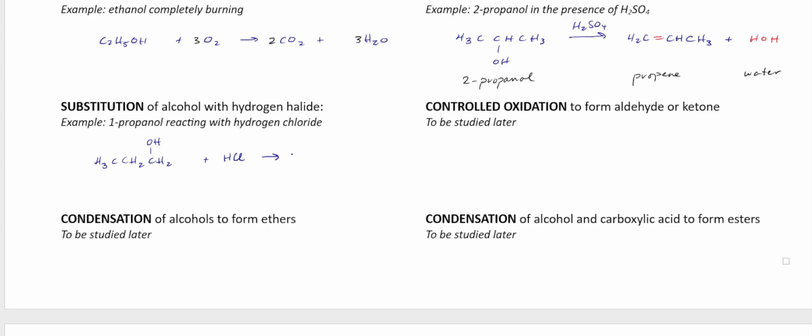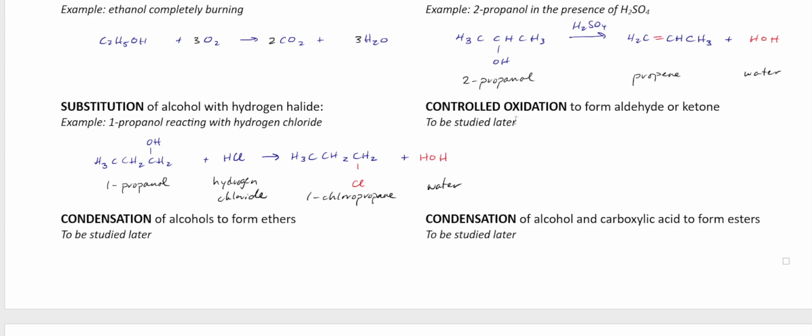And then I'm going to make H3C, CH2, CH2, and it's a substitution reaction, so that means something is coming off. The Cl is going to go onto the molecule right here, and coming off the molecule, you guessed it, is the OH, and then the H is still left over, so we have HOH, which is water. So we'll write the names: 1-propanol, hydrogen chloride, 1-chloropropane, and water.